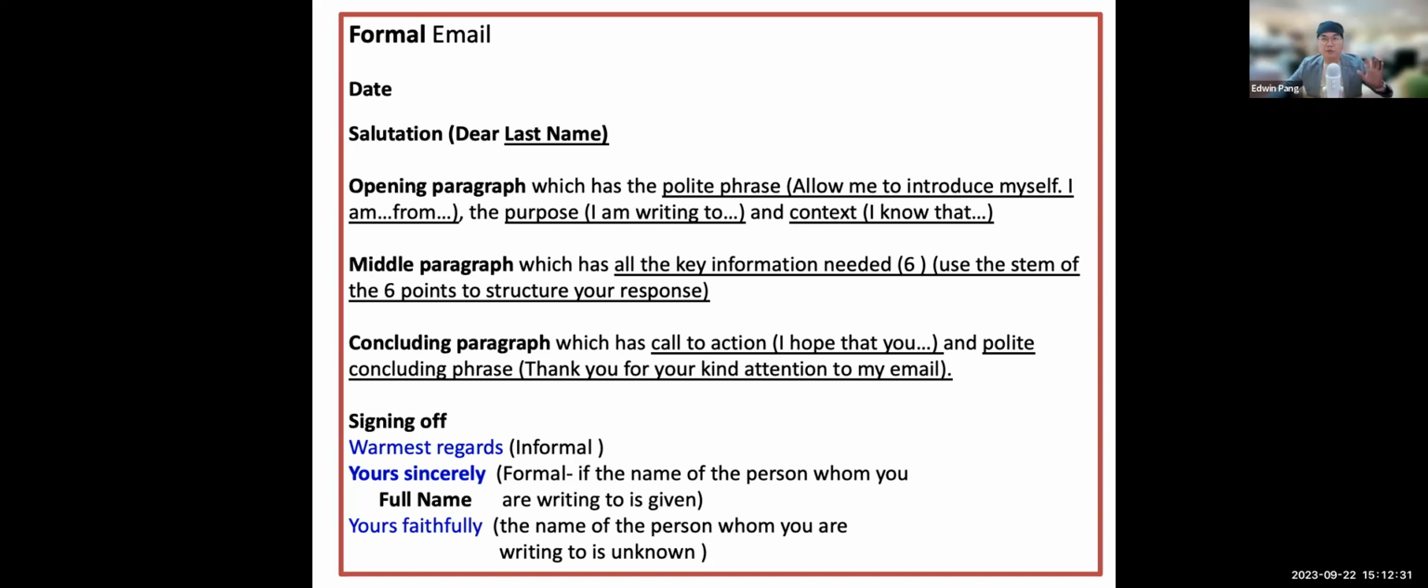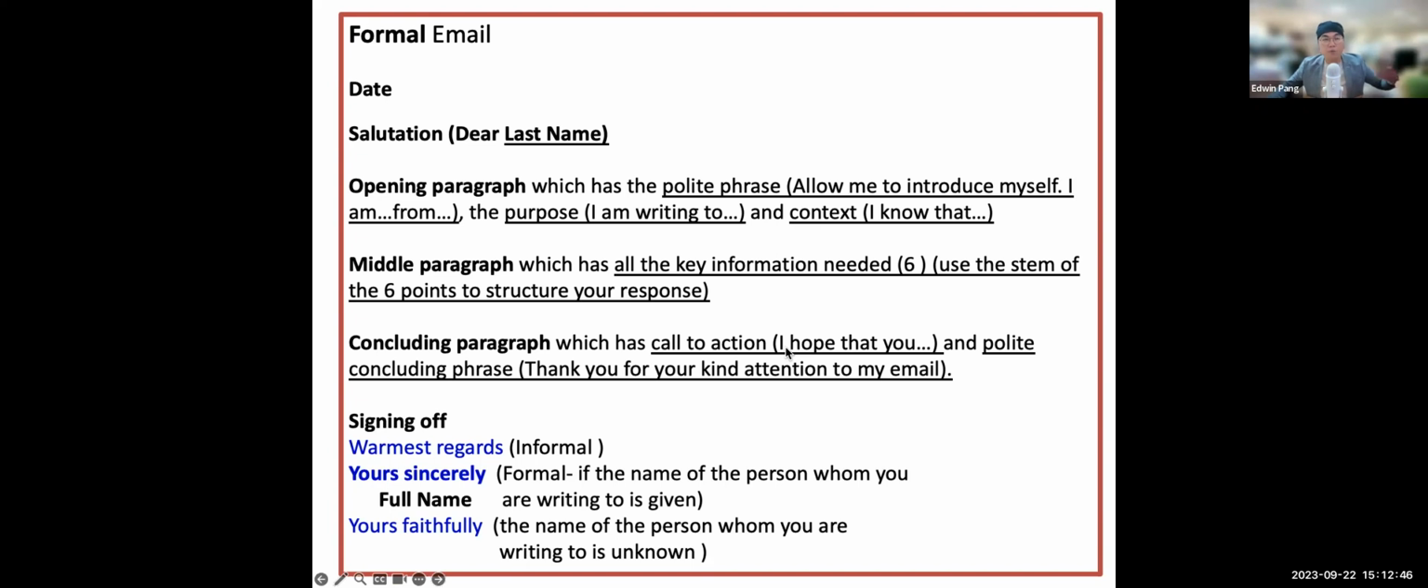So again, I will tell you what I mean by stem of each question. You don't use your own words. You try to use the words of the question to answer it, right? And finally, in the concluding paragraph, you should have an end purpose or concluding call to action.